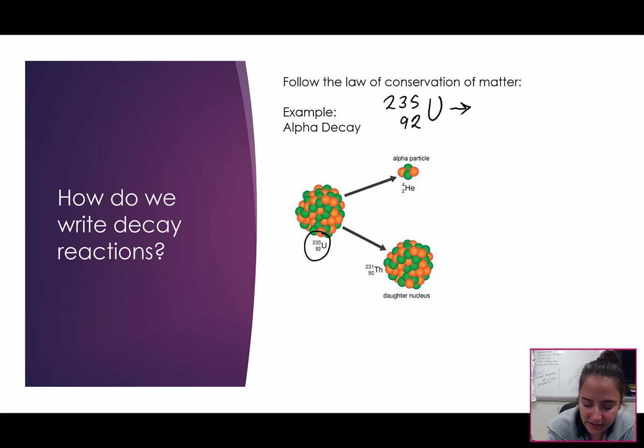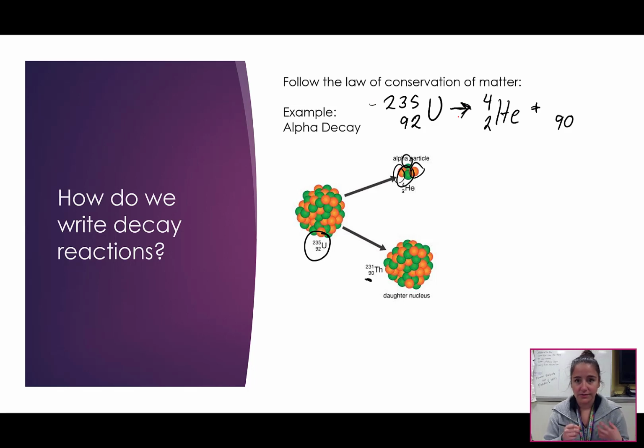Now it decays via alpha decay, where it emits the alpha particle, which has 2 protons and 2 neutrons. If the nucleus emitted that alpha particle, it lost 2 protons, so it only has 90 left in the daughter nucleus. For the mass, it had 235. You can think of the arrows as your equals. It lost 4, so we just have 231.